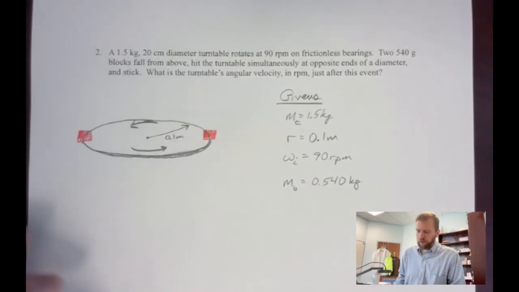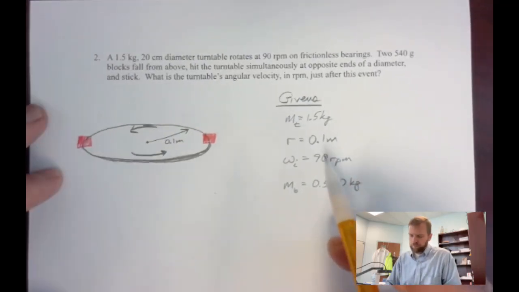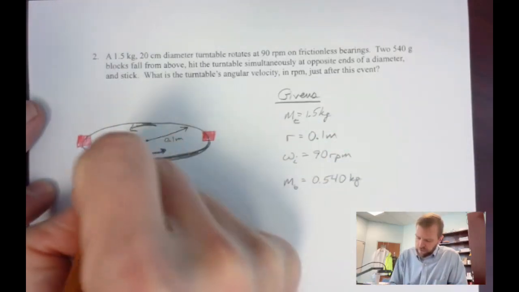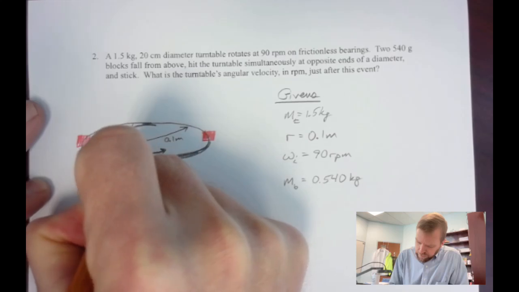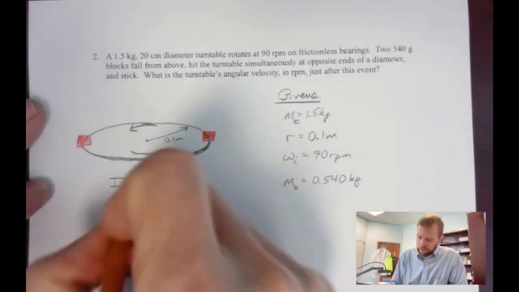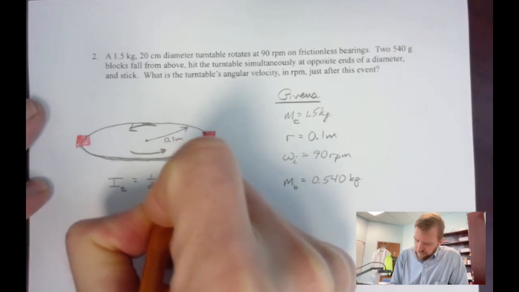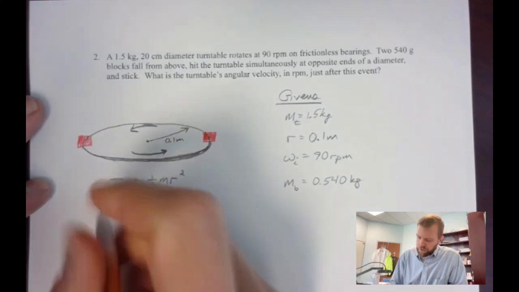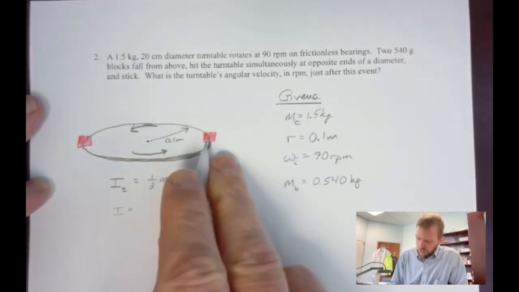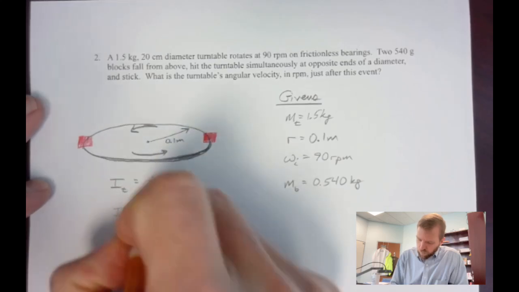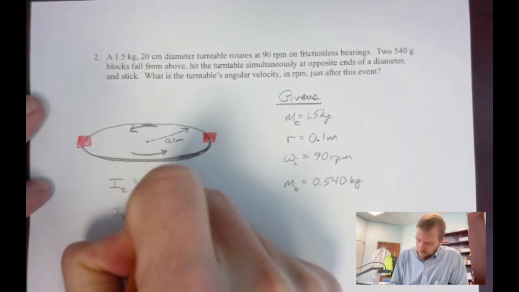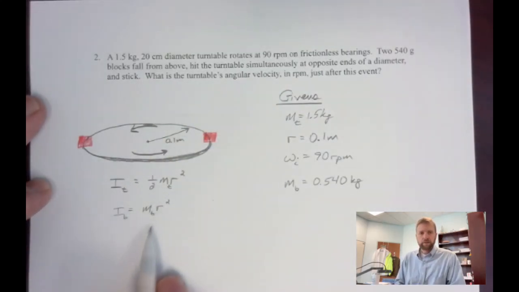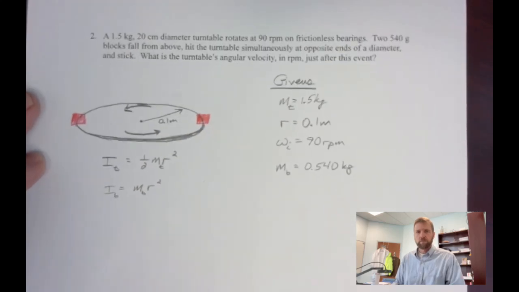Okay. We also know that the turntable is a disk, so we need to know what its moment of inertia is. Moment of inertia of the table is 1/2 m r squared. And then the moment of inertia for the blocks, for each block, for one block is m r squared. Okay, so put little subscripts here. This is the mass of the table. This is the mass of the block.